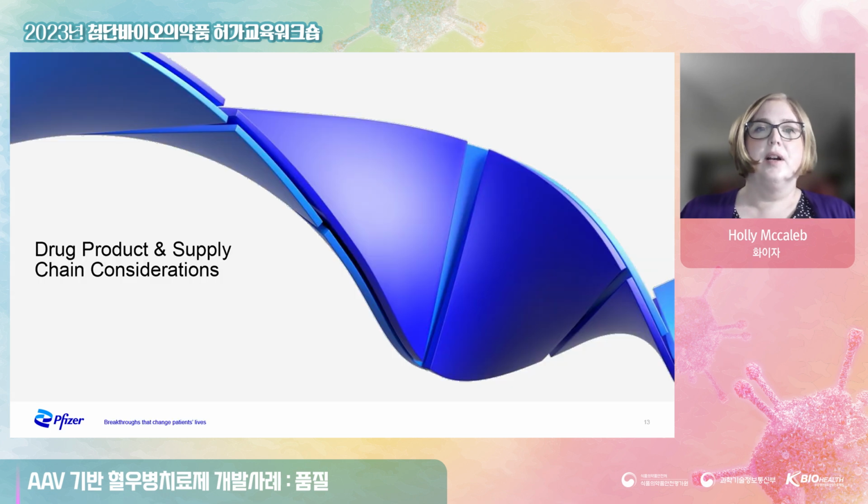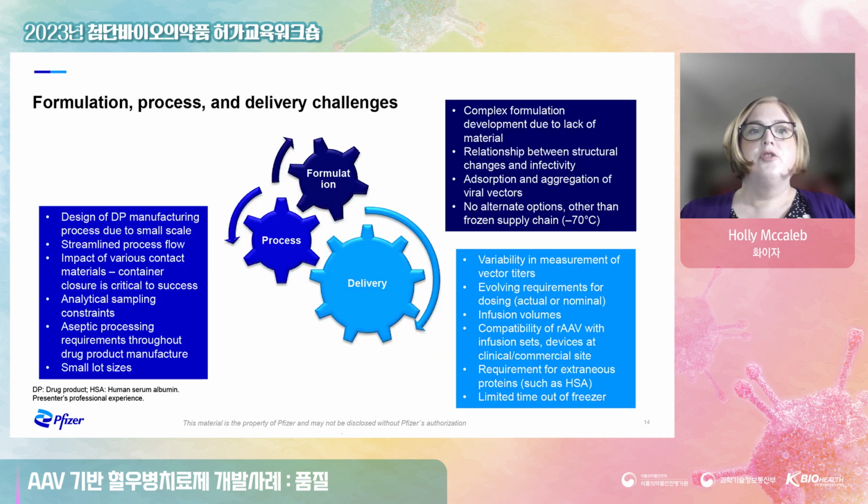Now I will talk about drug product and supply chain considerations. Gene therapies face formulation, process, and delivery challenges. Formulation development can be difficult due to the scarcity of material. Adsorption of capsids to product contact surfaces during manufacturing and dosing must be considered. The drug product process also has to be designed to handle small volumes, and the impact of different product contact materials must be considered.